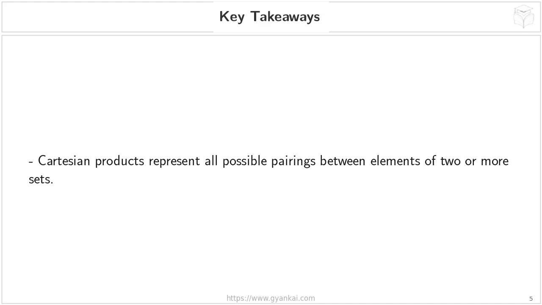Key takeaways. Let's recap what we've learned about Cartesian products with these key takeaways. First, remember that Cartesian products give us all possible pairings when we take elements from two or more sets. Think back to the outfit example. We paired each shirt with each pair of pants to get every possible outfit. That's exactly what a Cartesian product does. It systematically creates all those combinations.